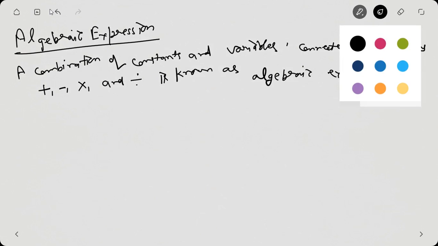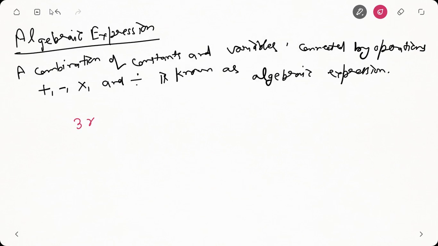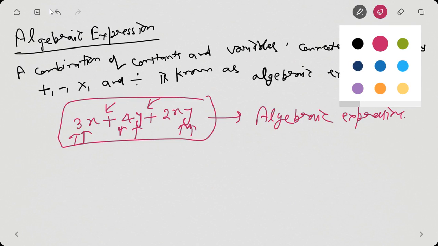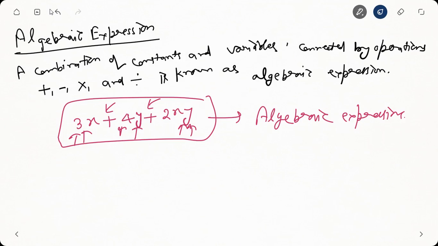So if I write something like this, 3x plus 4y plus 2xy. Here you can see that constant terms are also there, variables are also there, and all are combined using plus sign or minus sign or multiplication or division sign. So the whole thing is known as algebraic expression. Also, the individual terms, like 3x, 4y, 2xy, which are separated by plus, minus, multiplication or division, are all called terms.